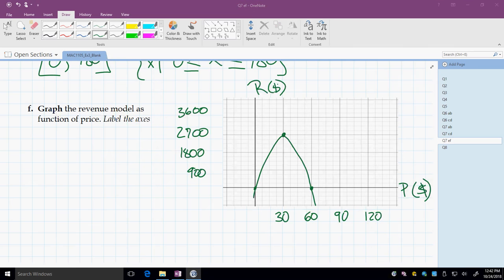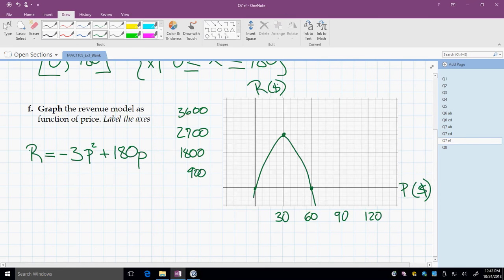Let's first find this function. We can go back and use the revenue function. R equals negative 3x squared plus 180x.